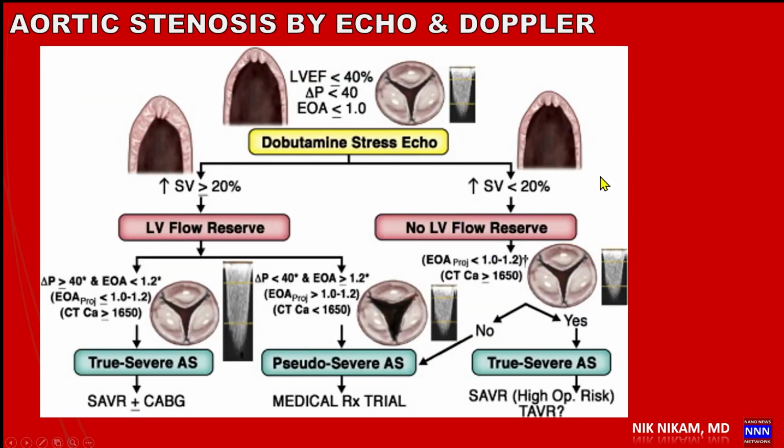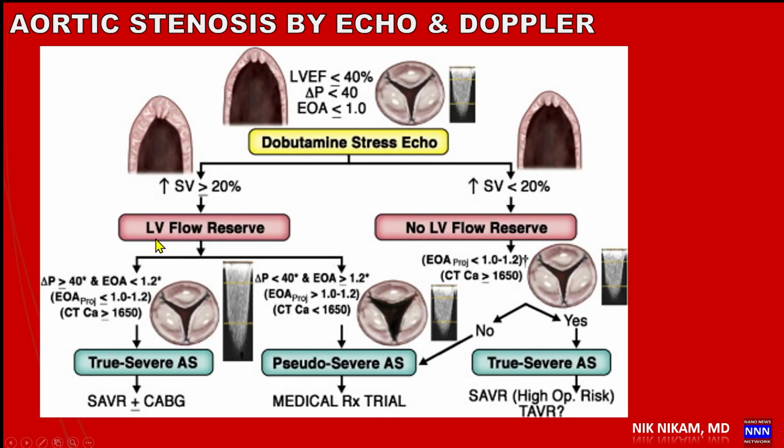Let's see if we can start out by using a dobutamine stress echo. So we're going to start off with a left ventricular ejection fraction of less than 40%, which is abnormal. The normal ejection fraction should be 55 to 70%. And again, we have an effective orifice area of less than 1 centimeter squared. When we do the dobutamine stress echo, if we can increase the stroke volume by 20%, that suggests the left ventricular reserve function has the ability to increase the stroke volume with increased myocardial stimulation.